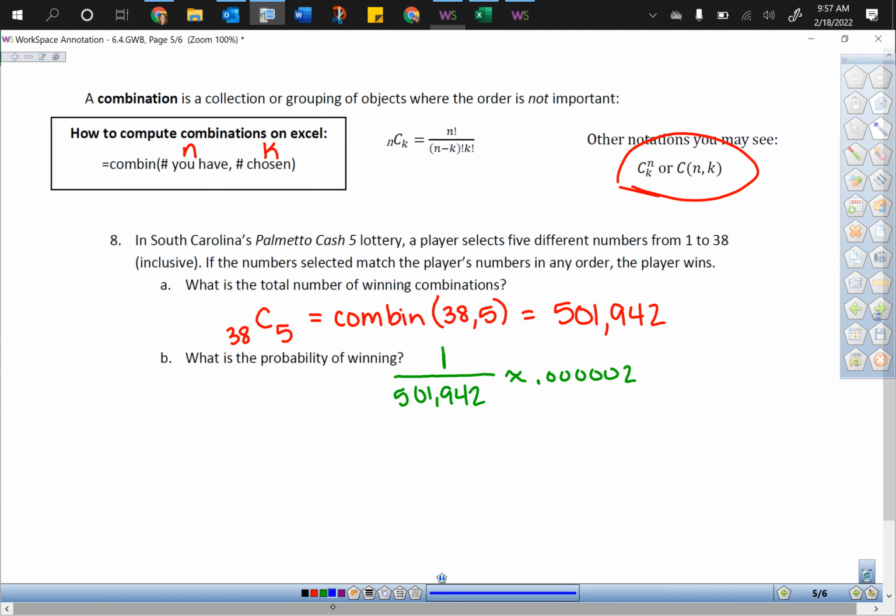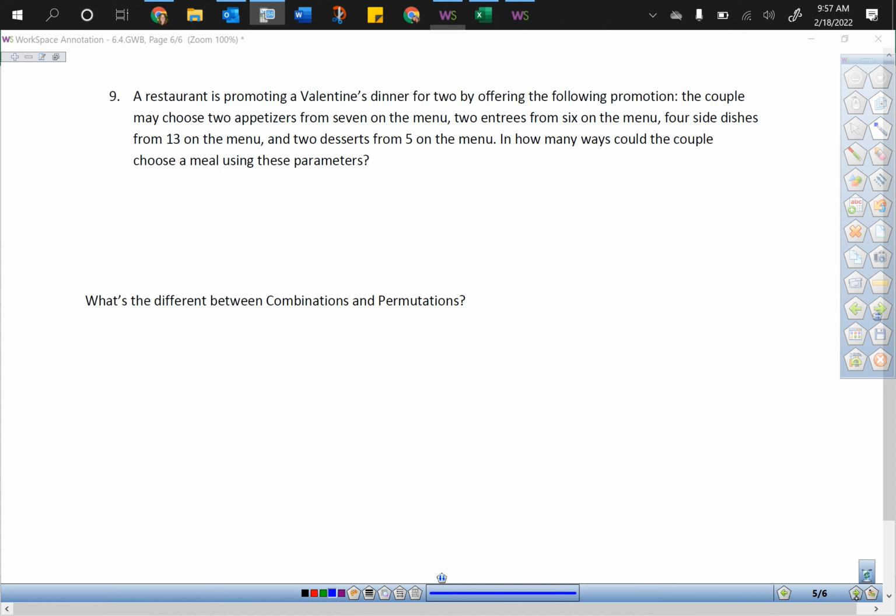All right. Let's go to number 9. A restaurant is promoting a Valentine's dinner for 2 by offering the following promotion. The couple may choose 2 appetizers from 7 on the menu, 2 entrees from 6 on the menu, 4 side dishes from 13 on the menu, and 2 desserts from 5 on the menu. In how many ways could the couple choose a meal using these parameters? Now, this is kind of like a problem that you're going to see on Hawks, and I'm not going to lie to you, this problem confused me because there's so much going on. So I'm going to break it down in a little easier way.